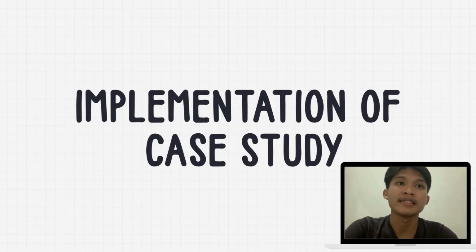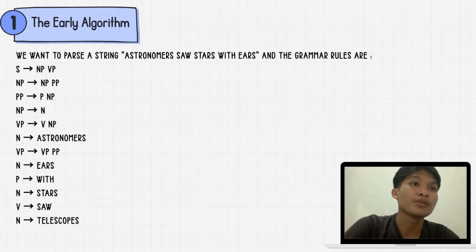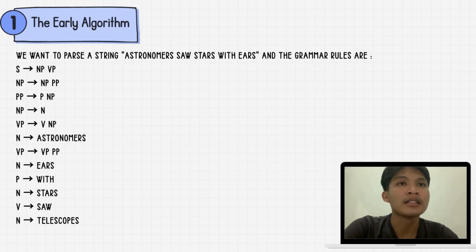So my part is the implementation of the case study section. First, I want to talk about the implementation of the Earley algorithm. Our case study sentence is "astronomers saw stars with ears". The key here is the grammar's recursive rules like NP to NP PP and VP to VP PP, which are the source of ambiguity we need to resolve.